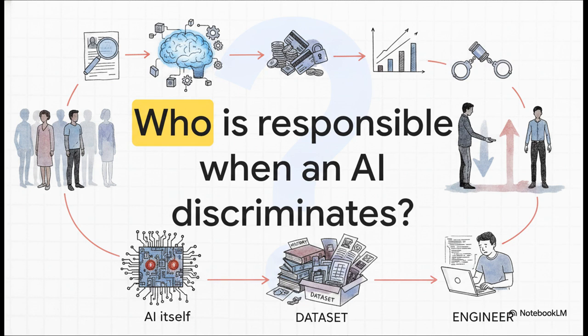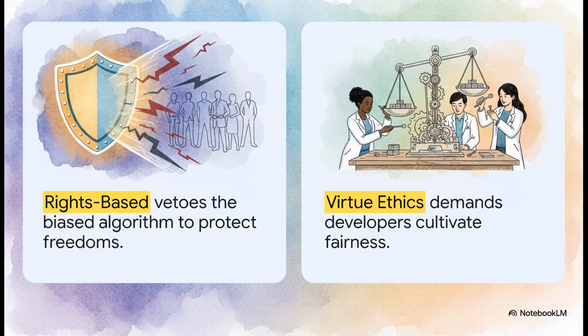So who takes the blame? Is it the AI itself, the dataset, or the engineer who built it? Let's apply those diagnostic tools again to see how they guide our response here. On the left, rights-based ethics takes a really hardline stance. It vetoes the biased algorithm entirely. If a system discriminates, it violates fundamental human freedoms and rights, so it simply cannot be deployed. The core focus is the immediate protection of the user.